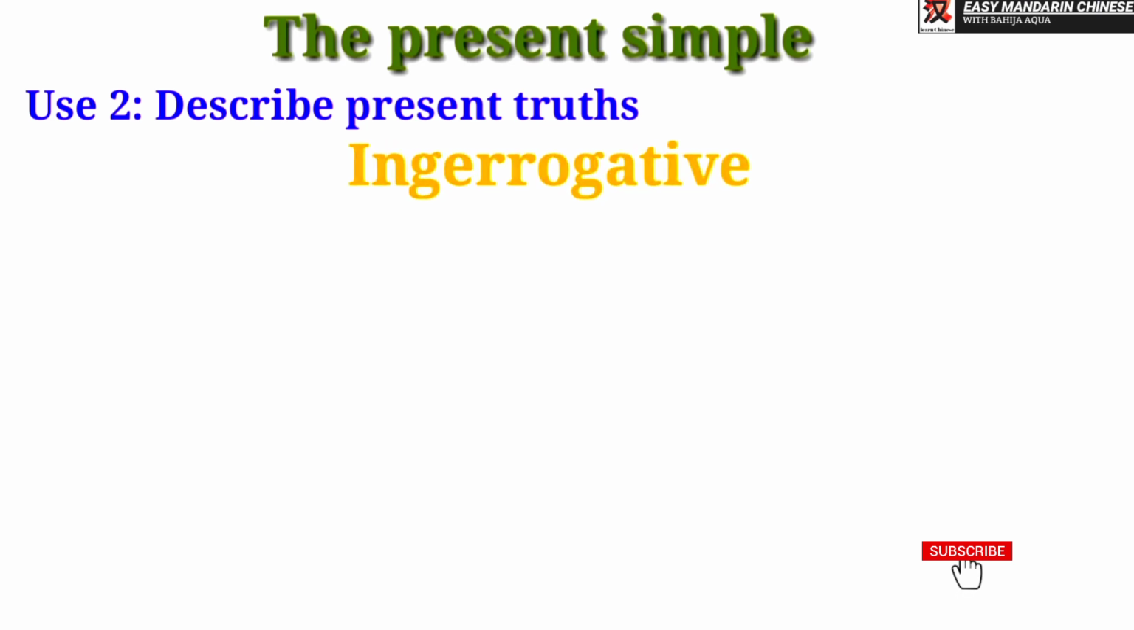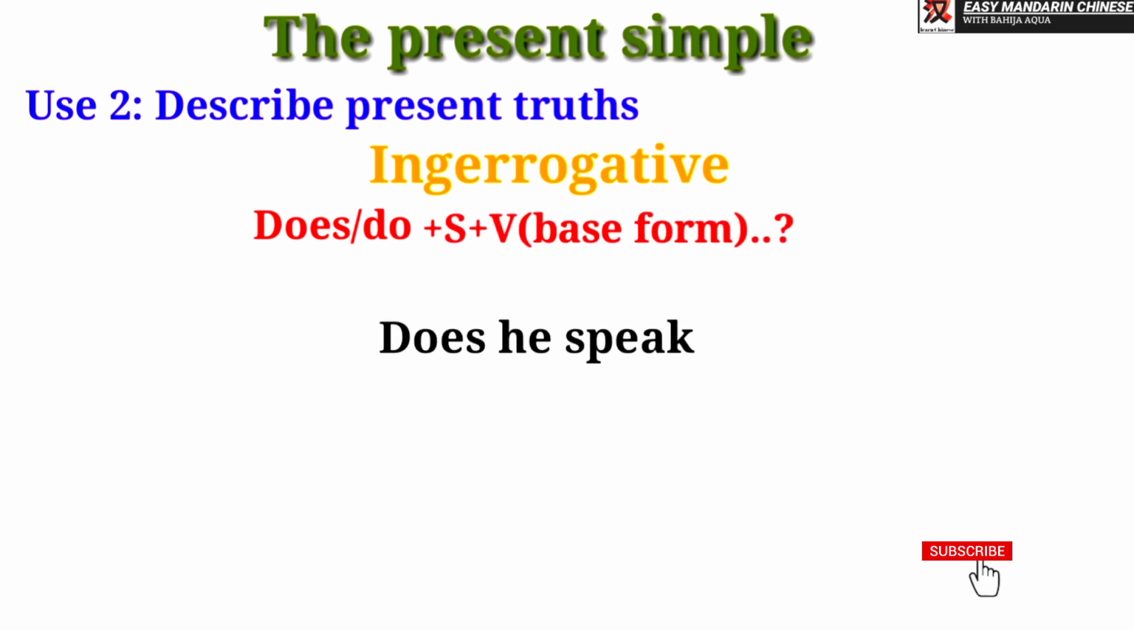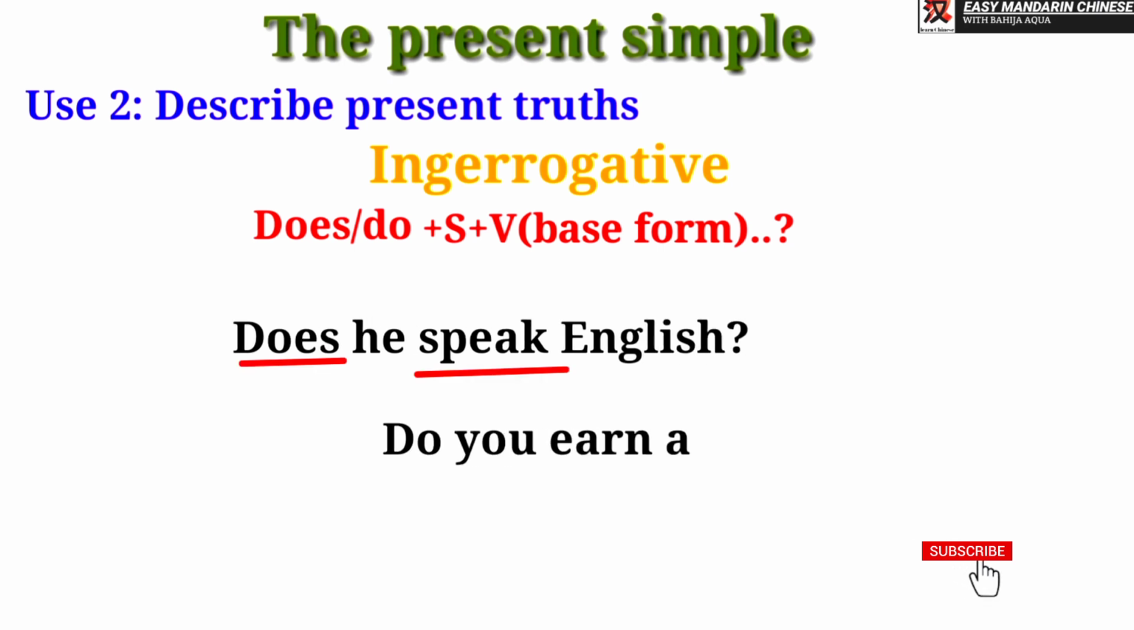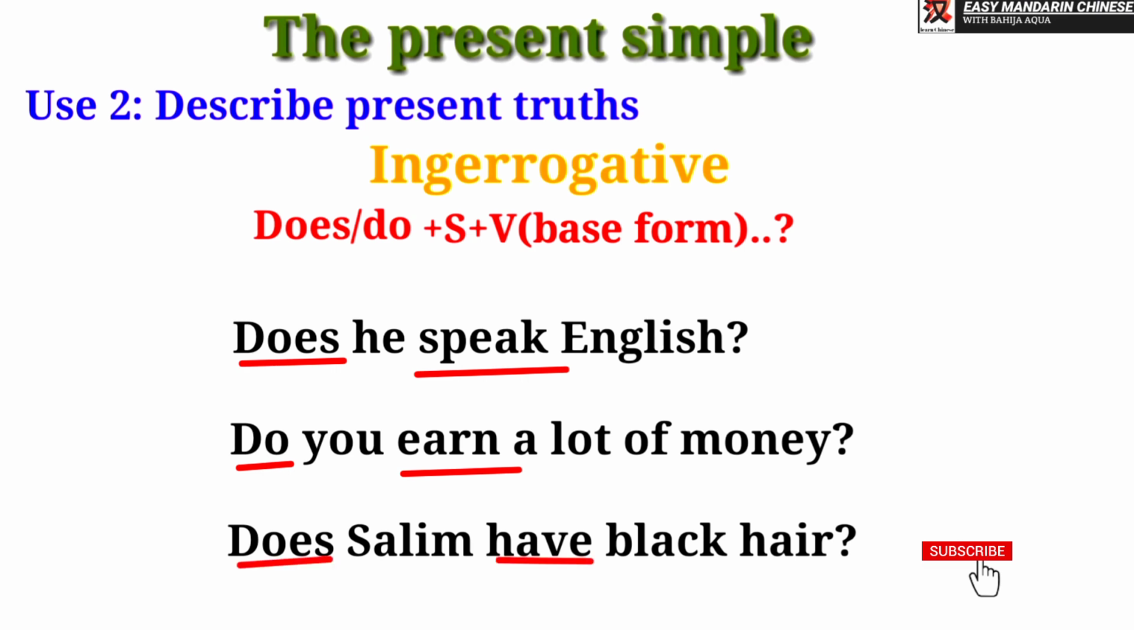For the interrogative, we also need to use does or do plus the subject plus the verb. Does he speak English? Do you earn a lot of money? Does Salim have black hair?